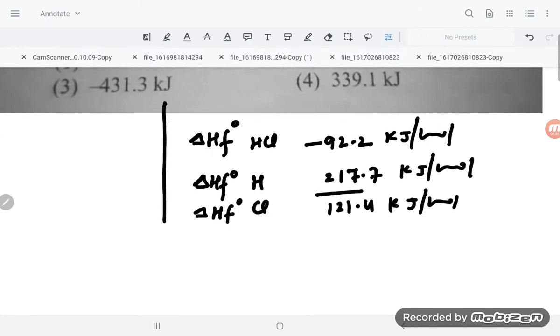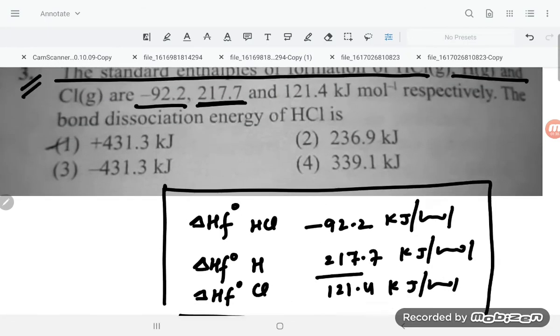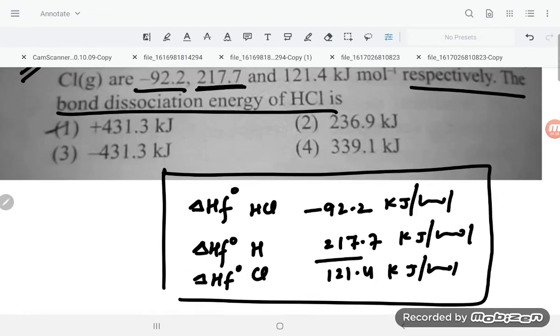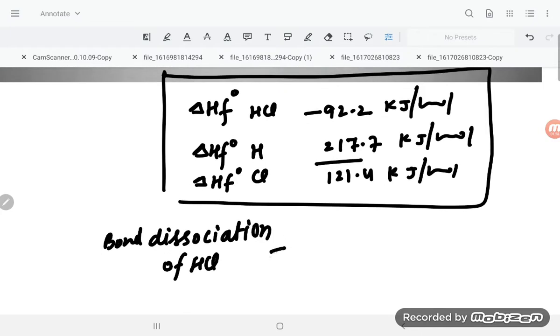So how can you calculate the bond dissociation enthalpy? They are asking to calculate the bond dissociation enthalpy of HCl. Hydrogen is given, chlorine is given, so you can easily calculate it. So that is the bond dissociation enthalpy of HCl. So how can you calculate?